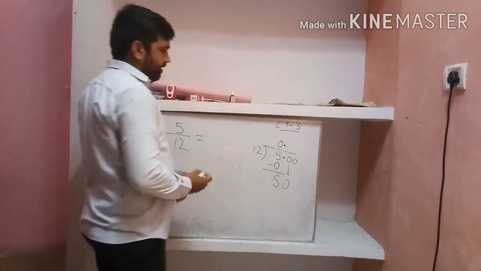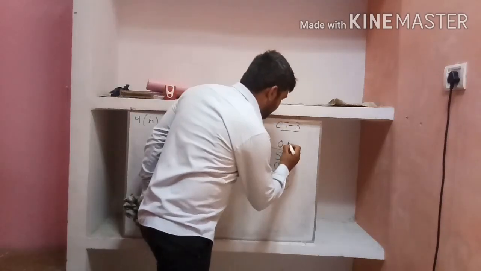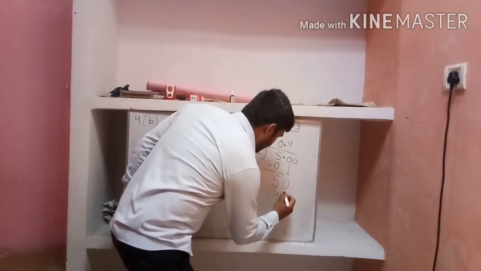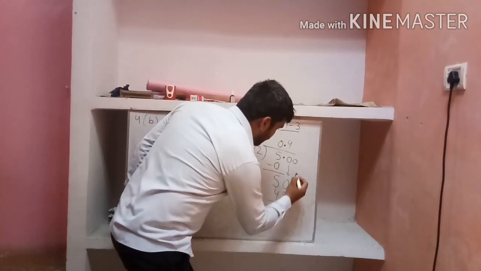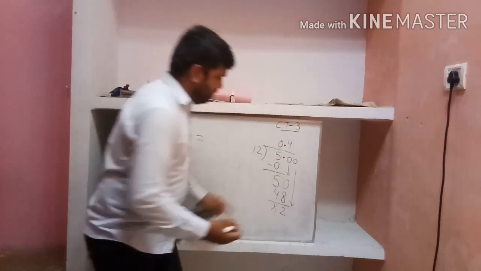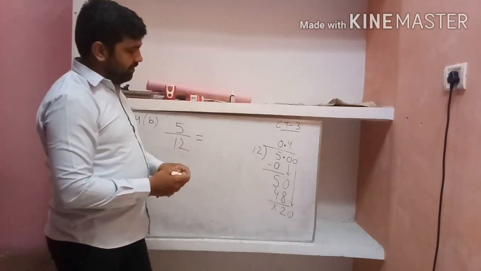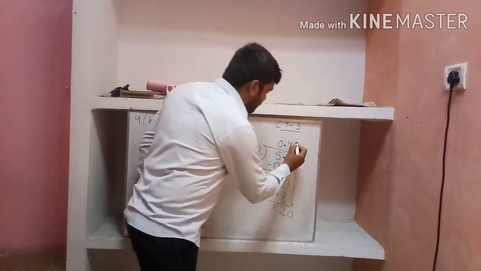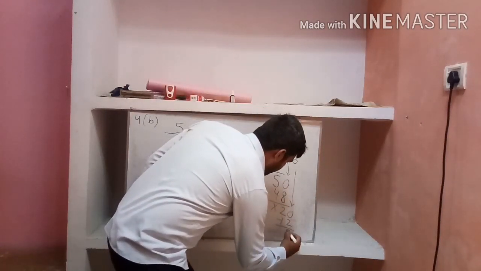Now the number is 50. 12 fours are 48. So here 4, here 48. 50 minus 48, 2. Now bring down the next 0. So it will become 20. See? 20. 12 ones are 12. You got the remainder 8.